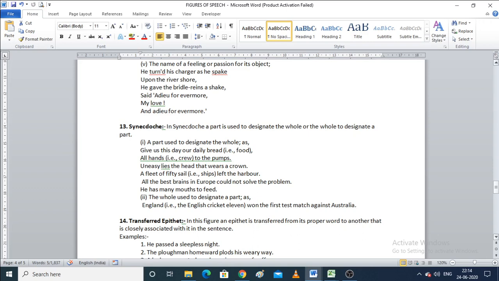Now this 13th one is Synecdoche. In Synecdoche, a part is used to designate the whole, or the whole to designate a part. A very easy example for Synecdoche would be, for example, we will say that at evening 5, we have a cricket match between India and Pakistan, right?